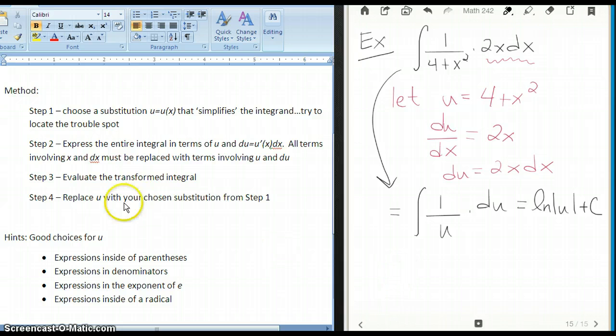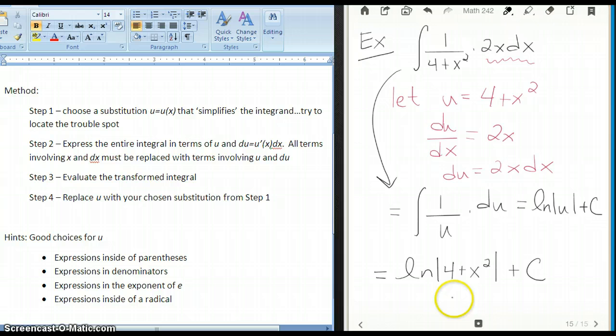Okay? Last step, we're not done. Remember, you got to get rid of that u. You want to make sure that your final answer is written in the same variable as the original problem. So we got to write this back in terms of x. So that means this is ln absolute value of, what was u again? u was 4 plus x squared.